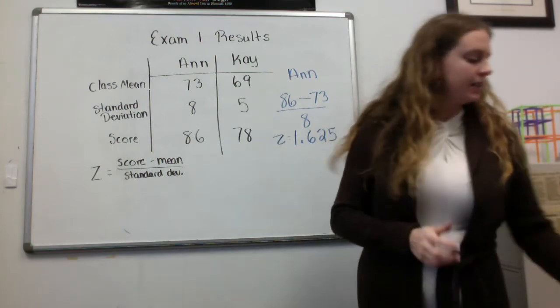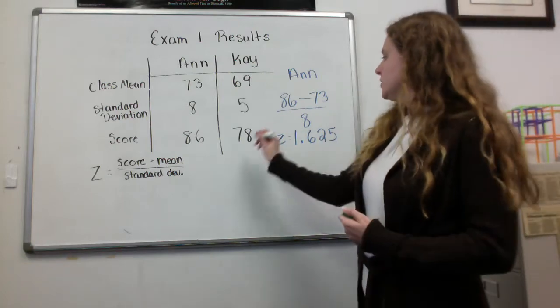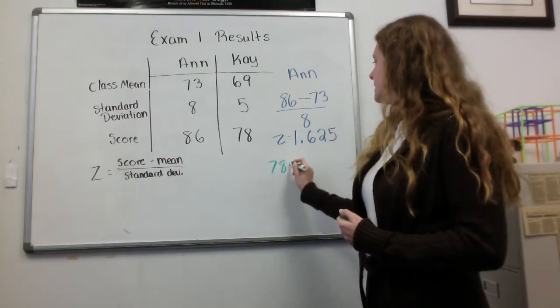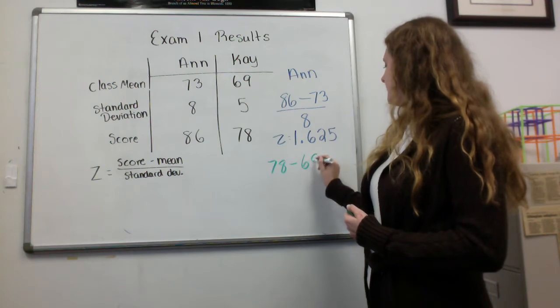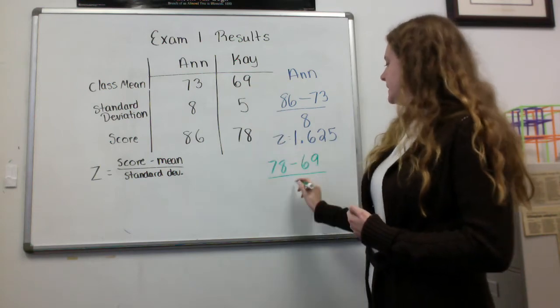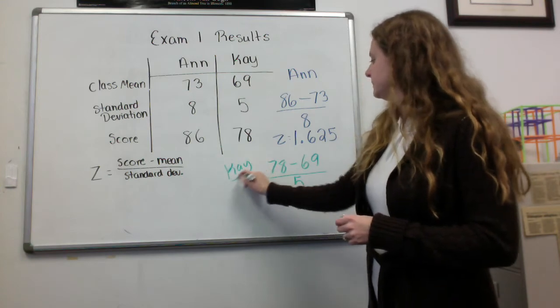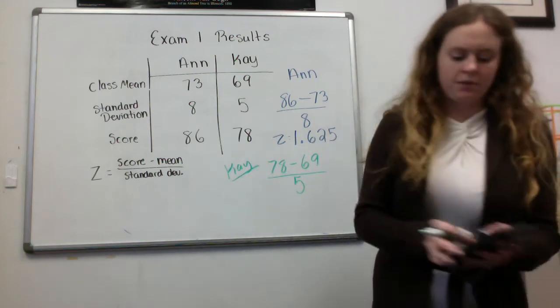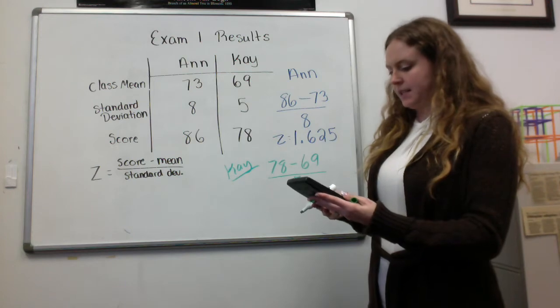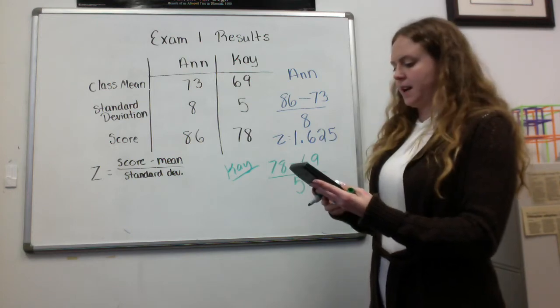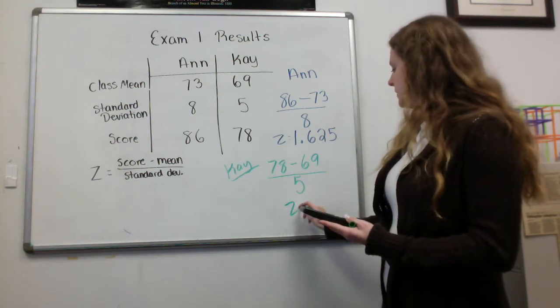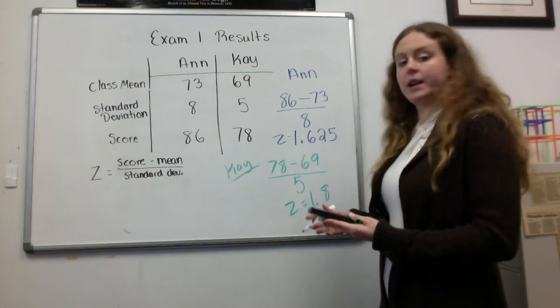Now let's do Kay's z-score. She scored a 78 minus the mean, all divided by the standard deviation. So this is Kay's z-score. So I have 78 minus 69 divided by 5. And that gives me a z-score of 1.8.